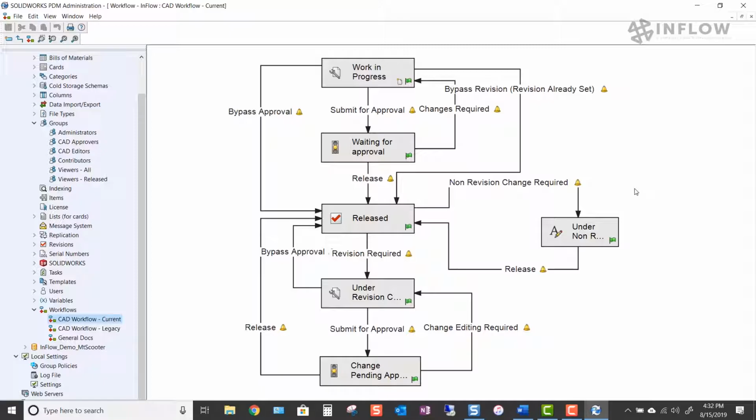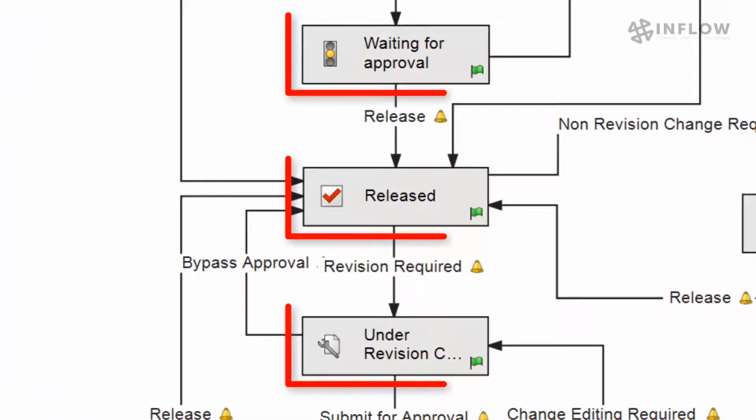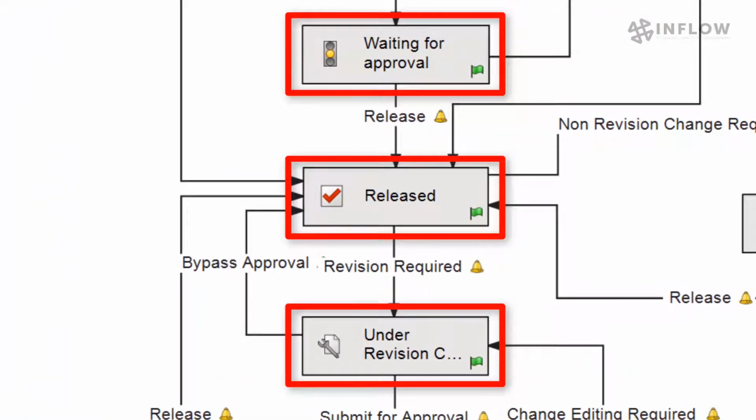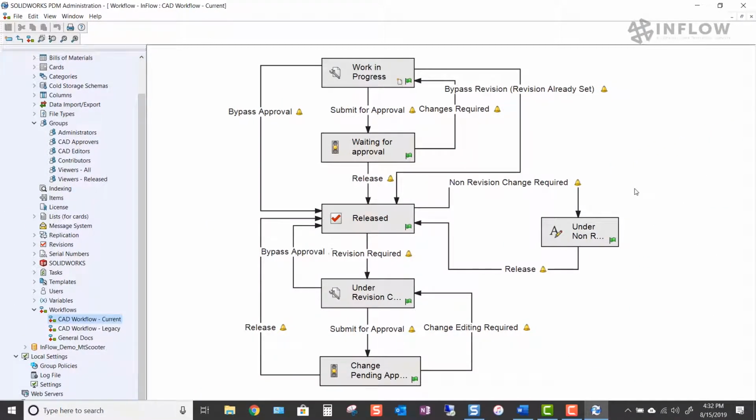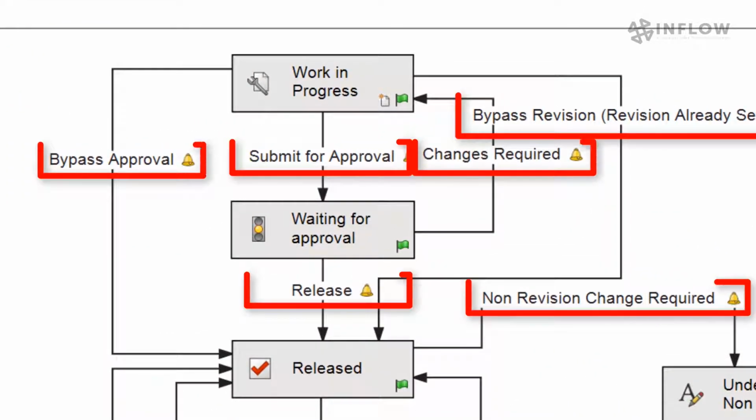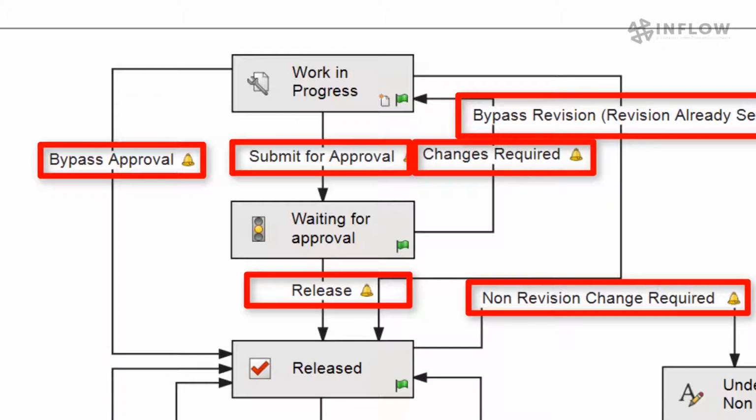In the graphics display area, you can see several rectangles and lines with labels. The rectangles, or states, represent a stopping point for our documents. These stopping points are where we will assign permissions to control how our users are allowed to interact with the files. The lines with the arrows and labels are known as transitions.